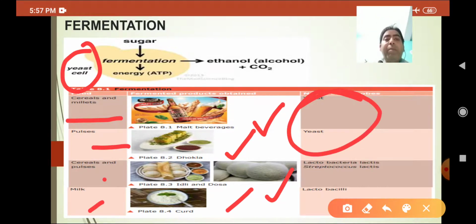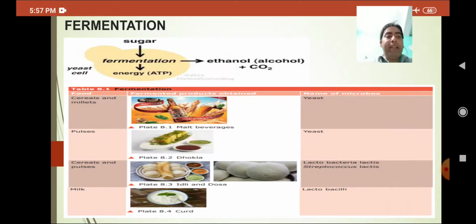Idli and dhokla, made from cereals and pulses, are made through the action of bacteria, that is Streptococcus lactis. Milk is converted into curd when bacteria act on it, that is Lactobacillus.